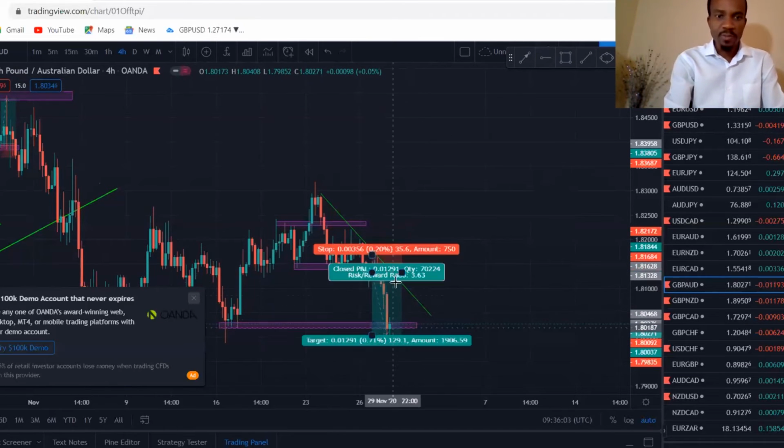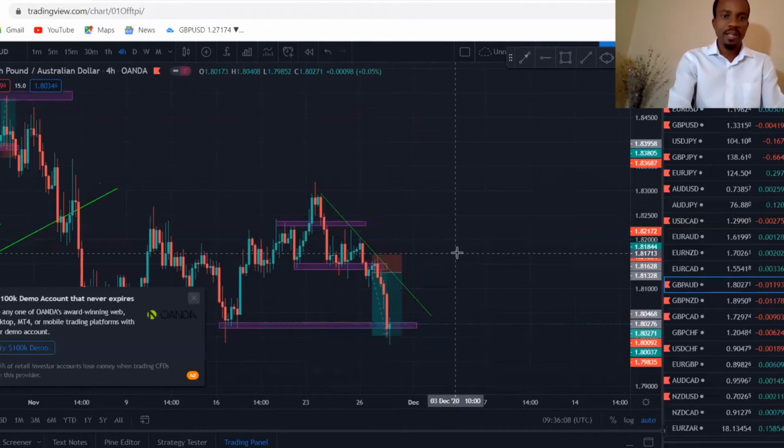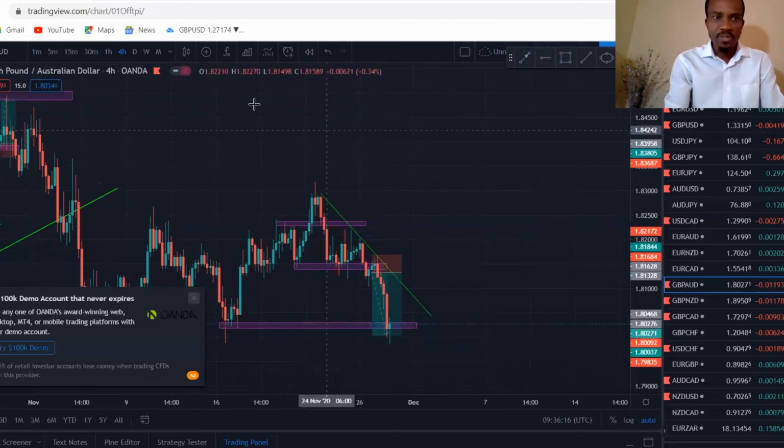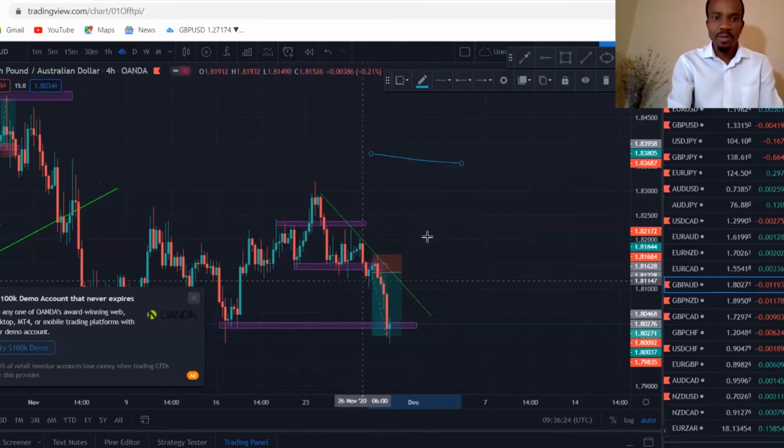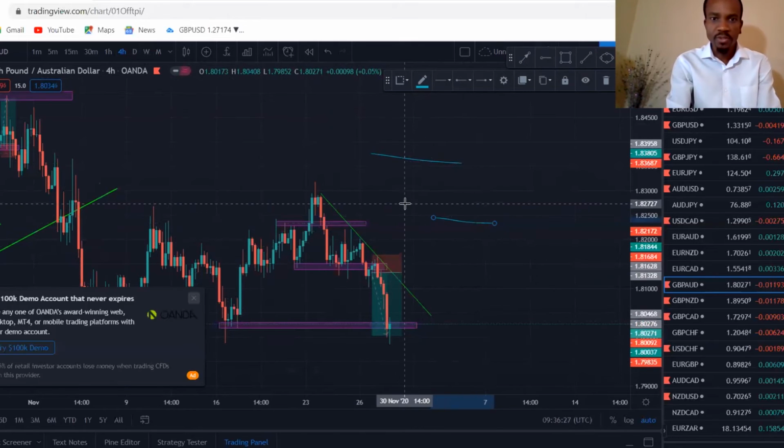I also showed my students this position, which I took on Friday. It was a wonderful position that we've taken there. So let's take a look at what we'll be expecting this coming week on this GBP AUD.